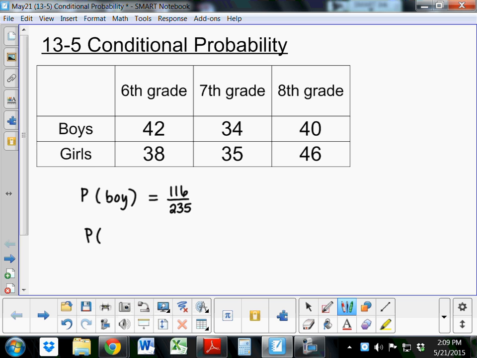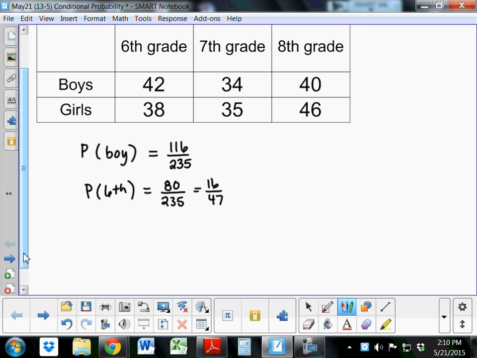What about the probability of selecting a 6th grader? 80. How'd you get 80? I added 42 and 38. Okay, so all the 6th graders divided by 235. Does it reduce? Yes, by 5. It will at least reduce by 5. So we'll check it and figure out what it is. 47 is the denominator. He's dividing everything by 5. 16 over 47. Okay, so these are normal probabilities.